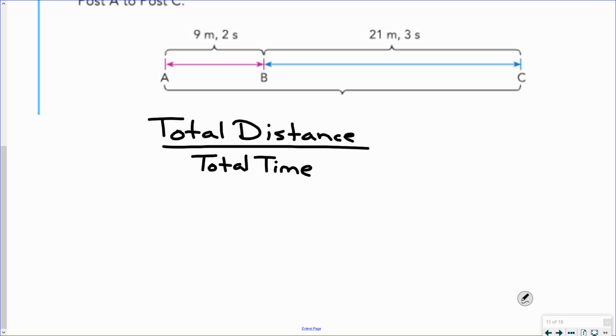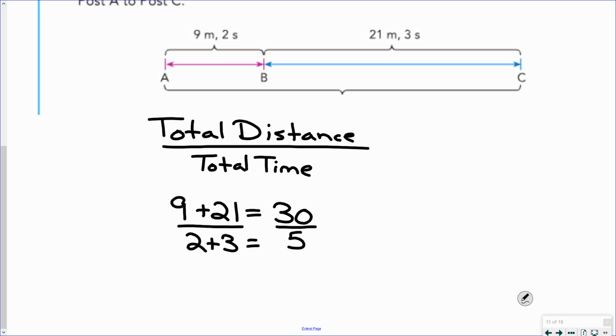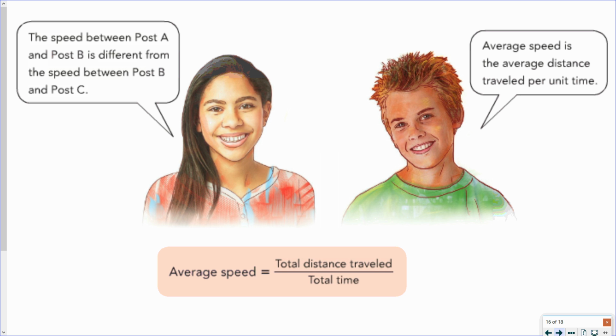So to calculate our total distance, from A to B is 9, from B to C is 21, so 9 plus 21 is 30. For our total time, it takes 2 seconds to get from A to B. It takes 3 seconds to get from B to C. So that's a total of 5 seconds. 30 divided by 5 would give us an average speed of 6 meters per second. And then just to reiterate the average speed formula, we have this information here for you.